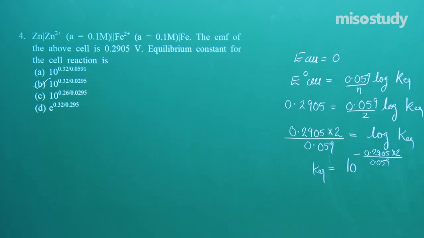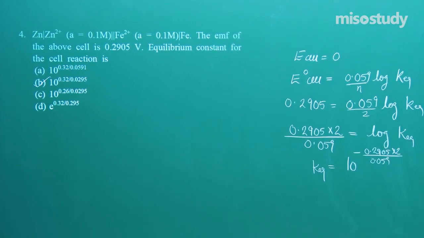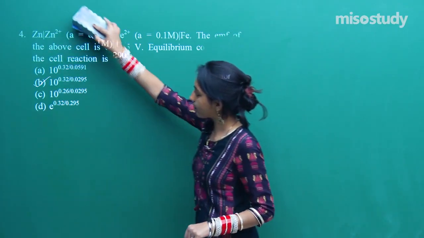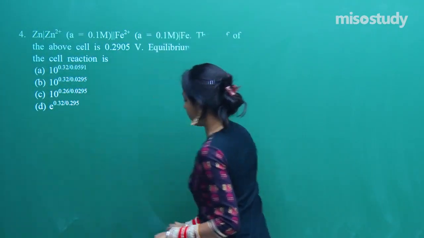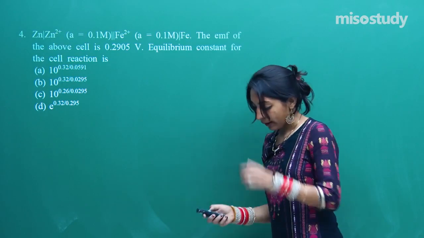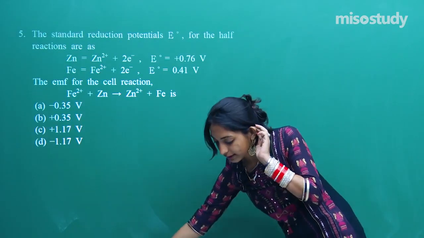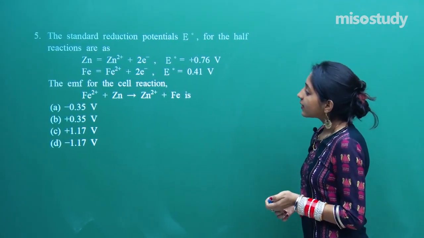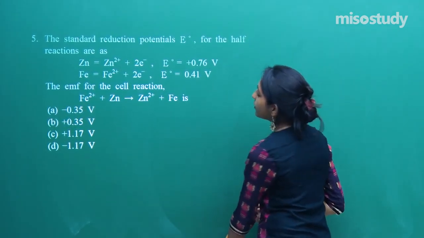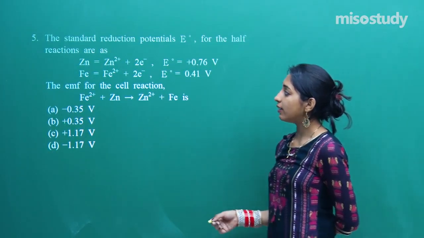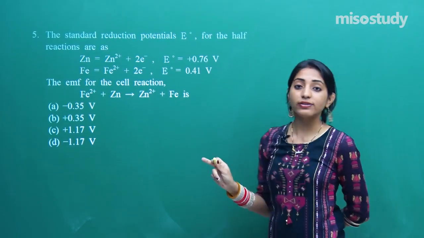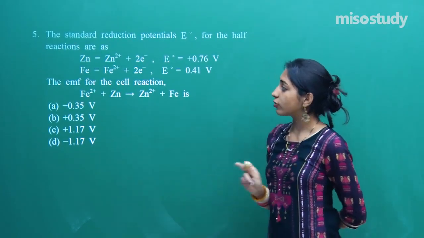Now I will proceed to the next question, the 5th question. Give me just a minute and you will be able to see the next question on the board. The question says the standard reduction potentials E naught for the half cell reactions are given. So there are two half cells given, and for them the standard reduction potential values are given.